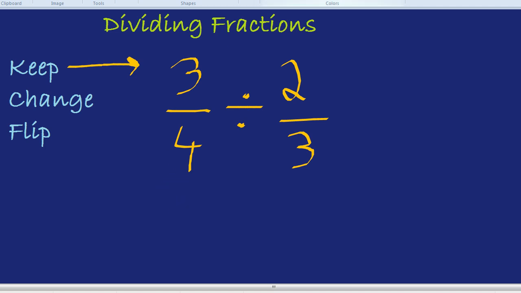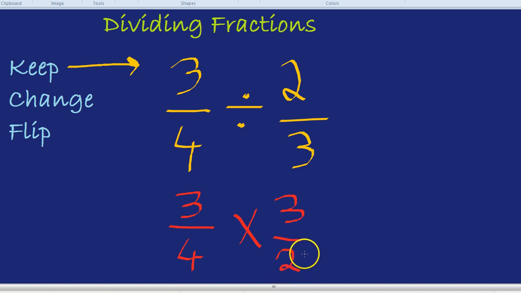So let's do this. First step, we've got our 3/4. We're going to keep it exactly the same. And we have to keep the first fraction the same, not the second fraction. Change that divide sign into a times sign. And flip. We're going to need to flip the second fraction. 2/3 is now going to become 3/2.